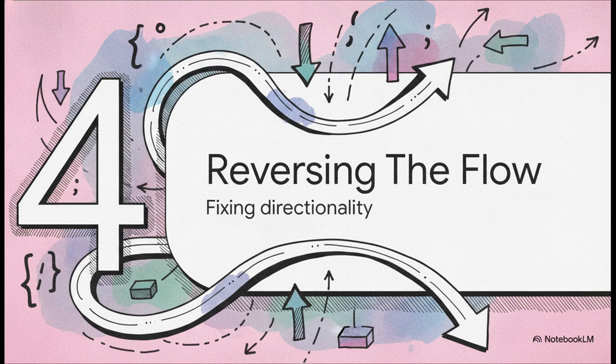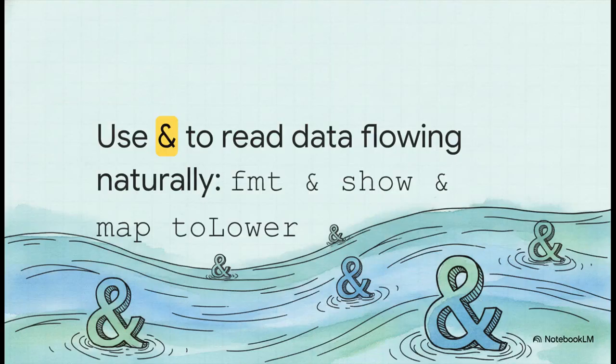Let's see how we can smooth that out in part 4, reversing the flow. Enter the reverse application operator. By importing the ampersand from the Data.Function module, we can rewrite our function to look like this. extension fmt = fmt & show & map toLower. Notice what happened there. Actually, scratch that point-free idea for a second. We brought back the explicit fmt argument. But the massive win here is that we can now read the data flowing completely naturally from left to right. We take the format, we pass it to show, and then we map it to lowercase. That mental friction, totally gone.